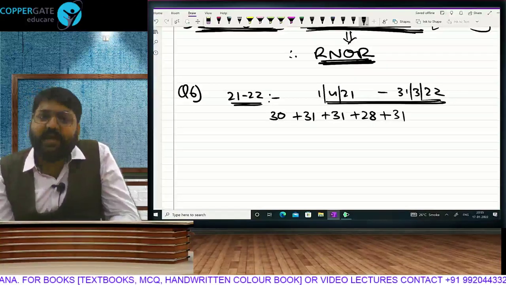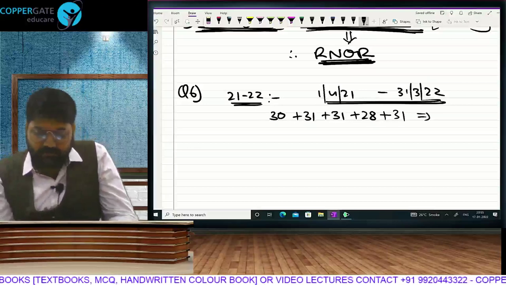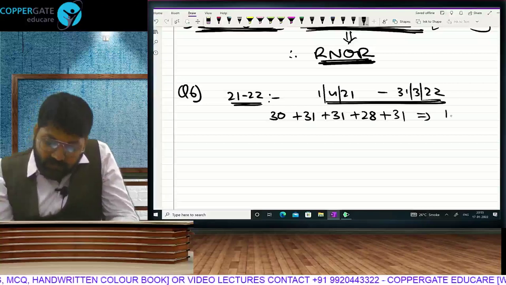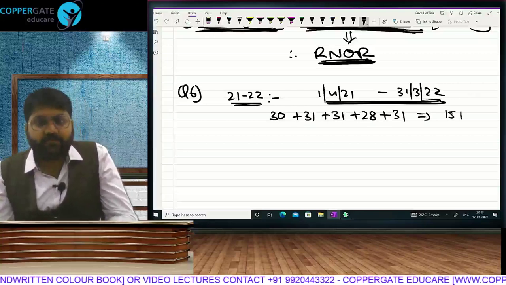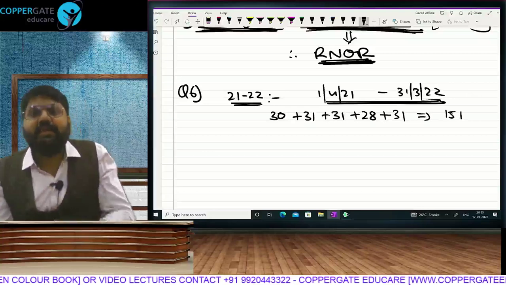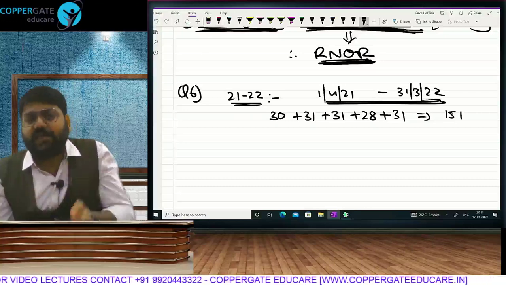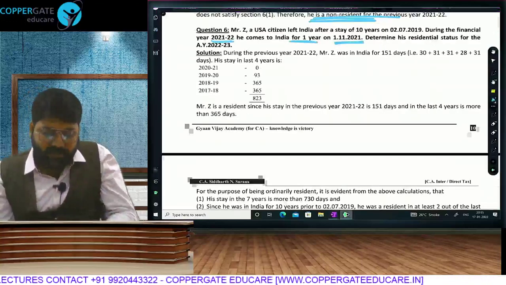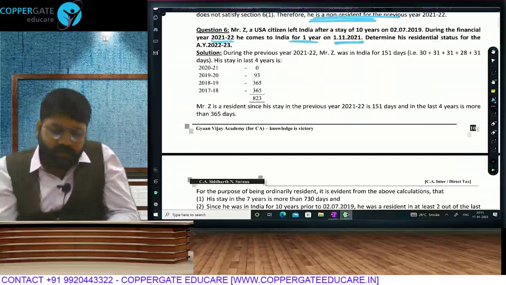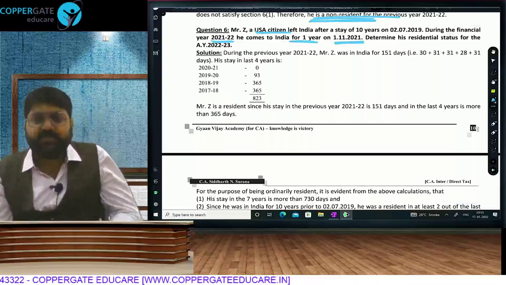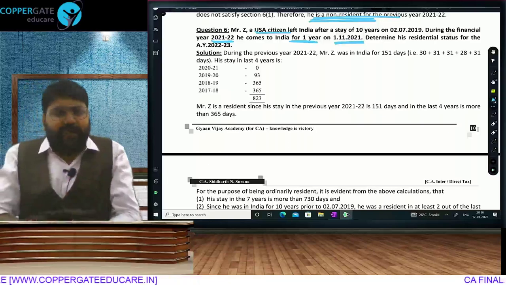Okay. So, what is his stay in India for 21-22? 151. Is it? Yes, sir. Now, listen. This is less than 182, but still more than 60. So, we check last 4 years. But before that, are last 4 years applicable? He is a US citizen. He is not an Indian citizen who has left India for working purposes. US citizen. So, does he fall in any of the exceptions? Citizen or PI or anything? So, answer my question. Is 6365 applicable to him?